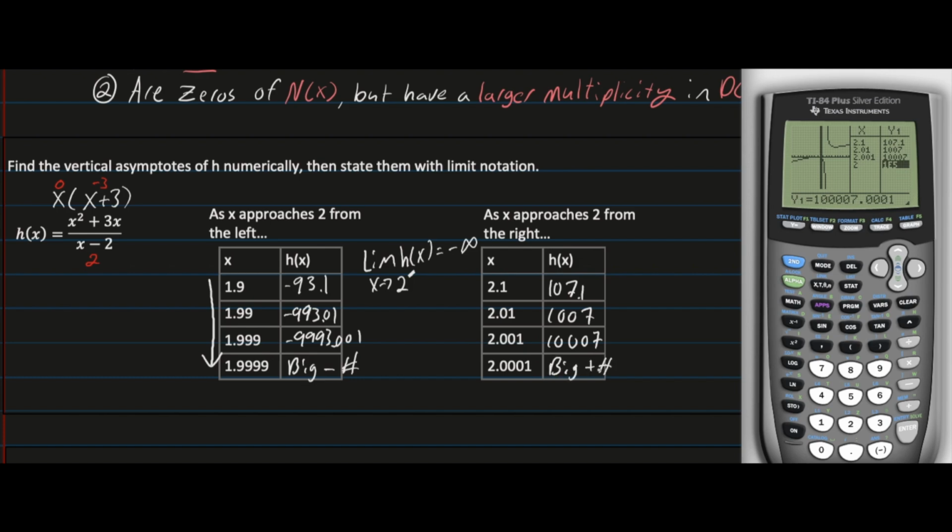Again, we're not worried about the specificity of these numbers. We're worried about what direction it's heading in. And again, as x gets closer and closer to 2 from the right, it's going towards positive infinity. We can see that graphically here. How do we write that? The limit of h of x as x approaches 2 from the right is equal to infinity.